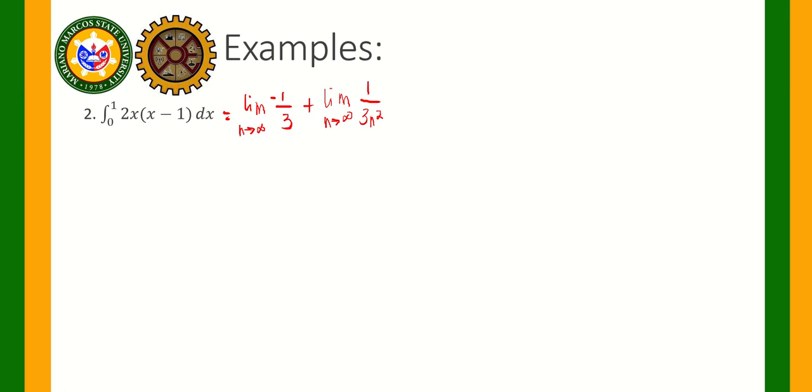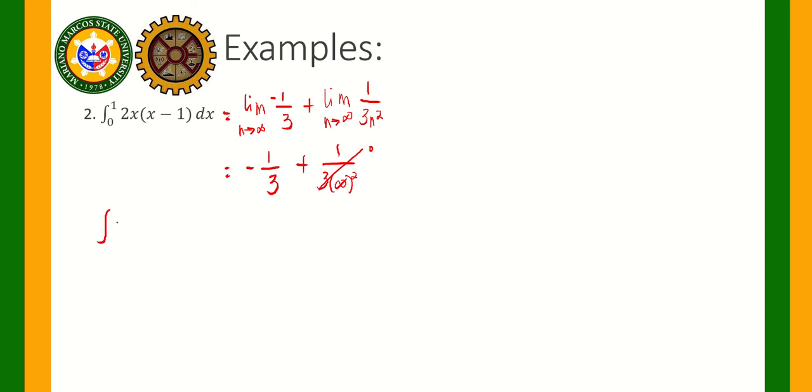So, the limit of a constant is equal to the constant, 1 over 3. And then, this will be equal to plus 1 over 3 times infinity squared. And infinity squared is equal to infinity. And 3 times infinity is still equal to infinity or a large number. So, we can say that this is equivalent to 1 over infinity. And 1 over infinity is approaching 0. So, that will be equal to 0.